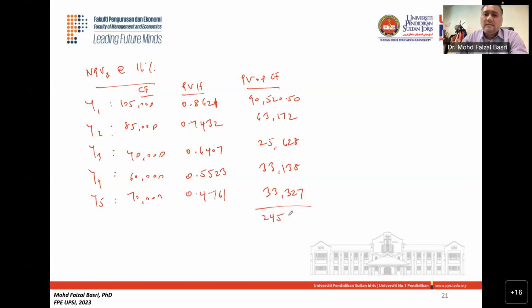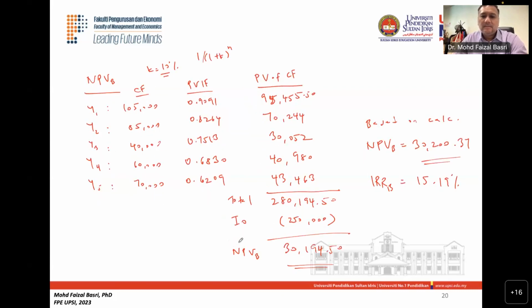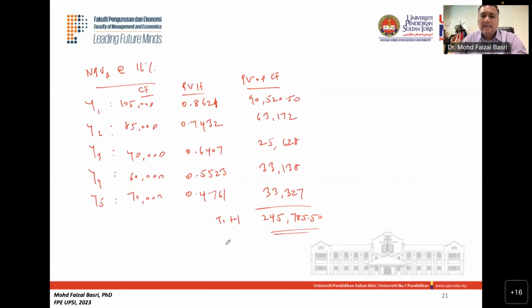So 245,785.5. Okay, so this is the answer that we want. So ni total ya. So IO tolak, ataupun negative 250, sorry, 250. So your NPV dalam case ni negative 4214.5.